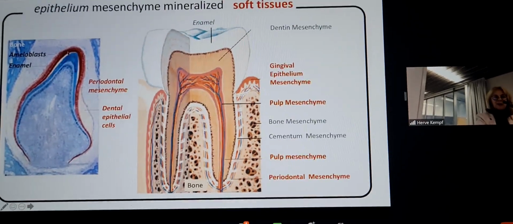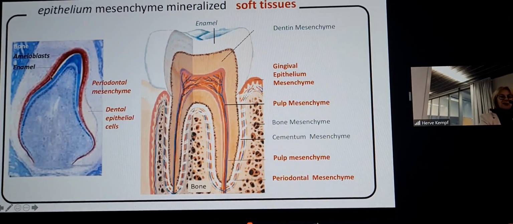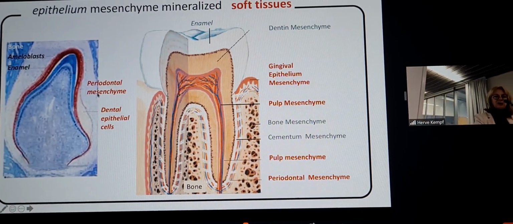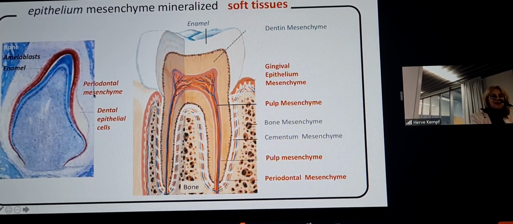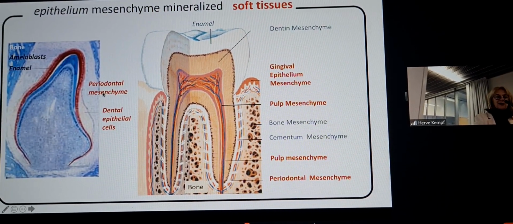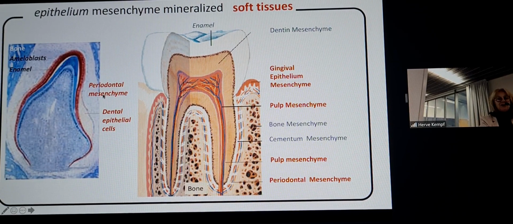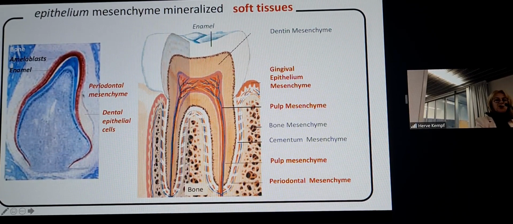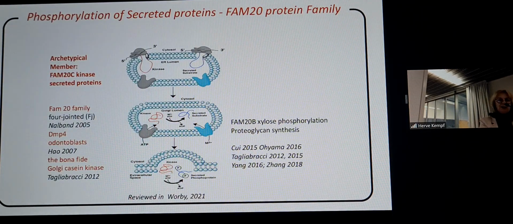The teeth are formed within the bone, and what is important to consider to investigate the disease is that the mineralized tissues are always separated by soft tissue. For instance, the tooth germ has the ameloblast enamel and is split from bone with the periodontal mesenchyme and dental epithelial cells. We think this boundary is very important. So we are speaking about the phosphorylation of secreted protein.